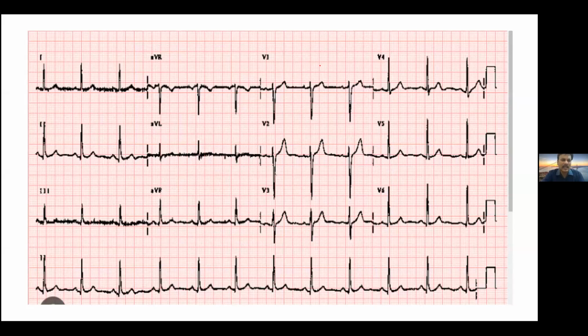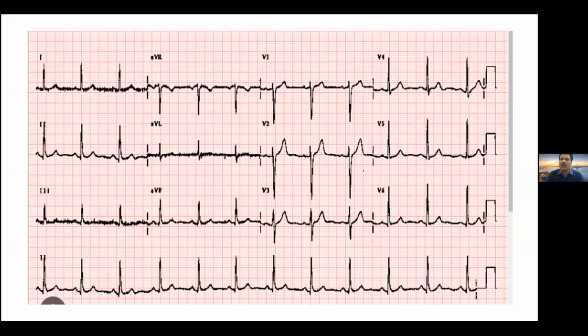See here, it's a normal sinus rhythm. Upright P wave in lead 1, inverted P wave in aVR. Every P wave is followed by a QRS complex. The PP interval is constant. The RR interval is constant. And you are seeing it as a sinus rhythm. R wave progression is happening. S wave regression is happening. And you have a perfectly normal looking ECG.